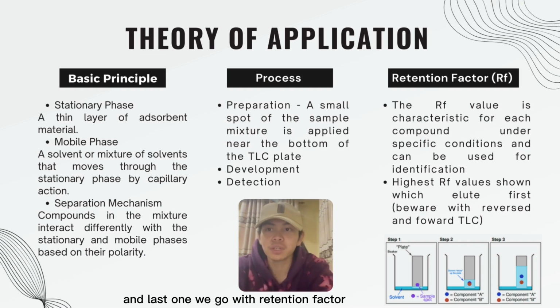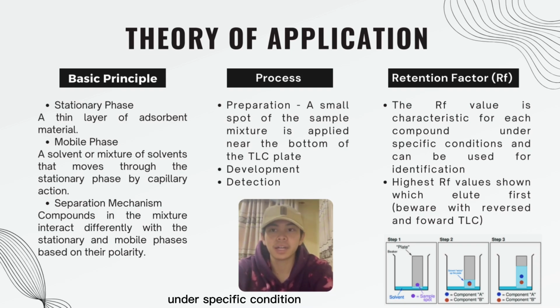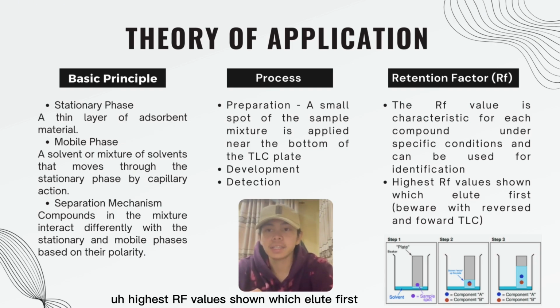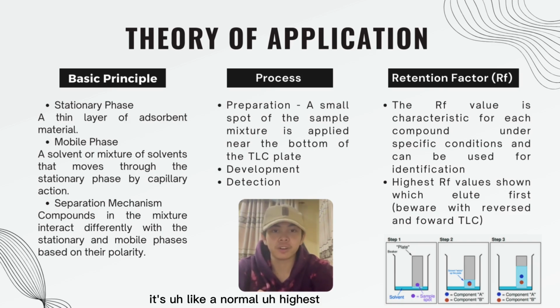Okay, and the last one is the retention factor, which is Rf. The Rf value is characteristic for each compound under specific conditions and can be used for identification. For example, the highest Rf value elutes first, but we should beware of reverse and forward TLC. In reverse TLC, the highest one elutes last, but in forward TLC, it is normal: the highest Rf value elutes first.